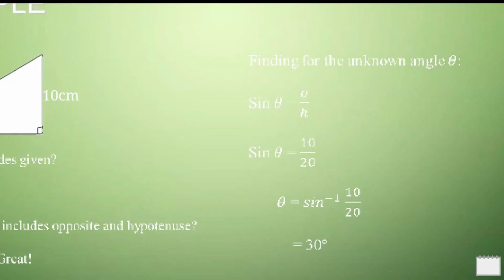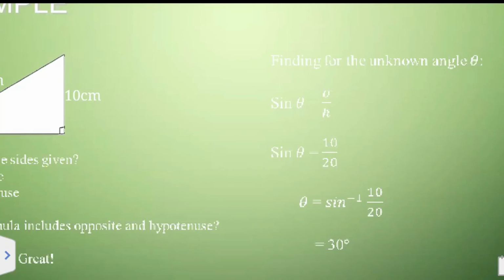Or you could just simply remember your little rhyme. Some old horses, meaning sine is equal to opposite over hypotenuse. So sine theta would definitely be equal to the opposite side, which is 10, over the hypotenuse, which is 20. But a point to note is that we're trying to find the size of an angle. We want to know what is the size of that angle to the bottom of that triangle there.